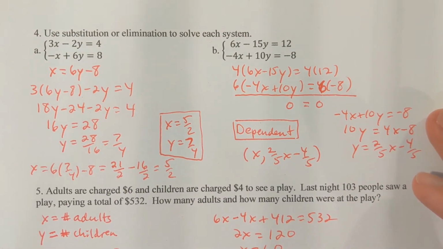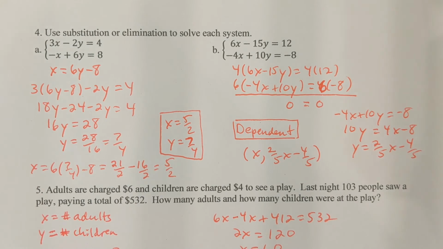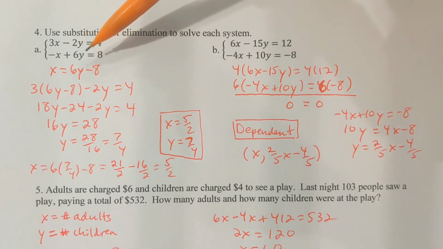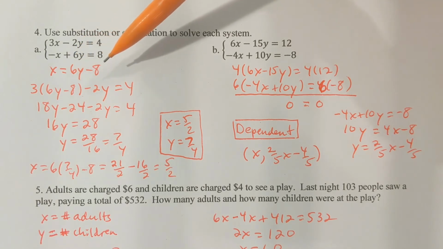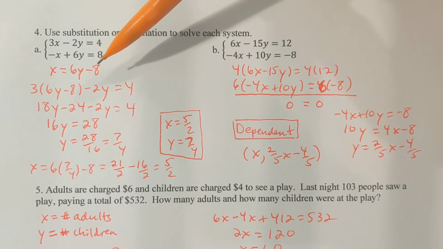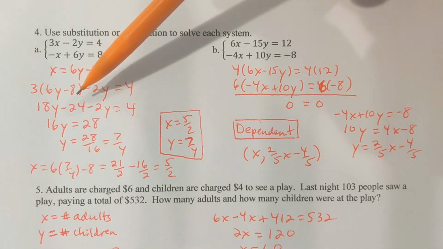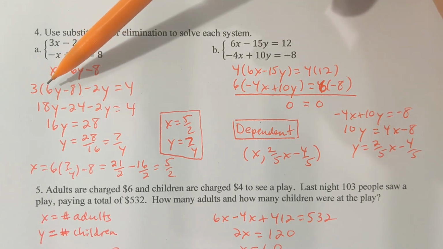Okay, on this one we're using substitution or elimination to solve. Part A, I'm using the substitution method, so if I add x to both sides and subtract 8 from both sides, then x would be equal to 6y minus 8. I can then plug that into the top equation for where I see x, and so I've done that.